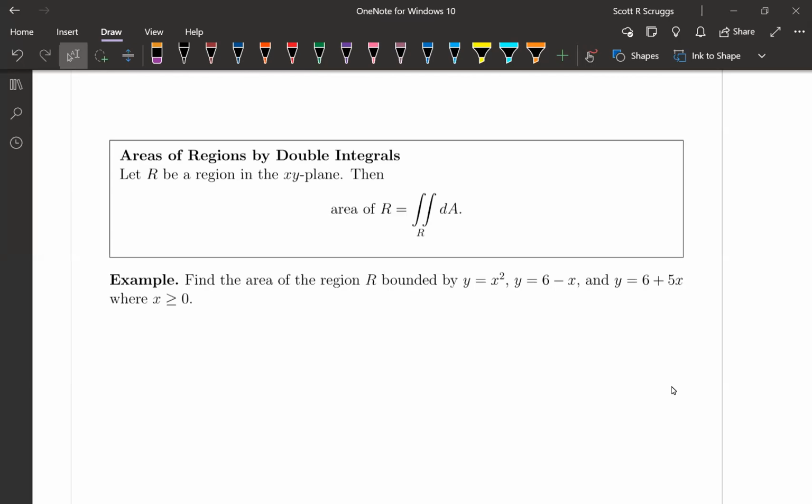Okay, hi y'all. So in this particular example, I do want to go ahead and integrate over a general region and kind of illustrate this example.